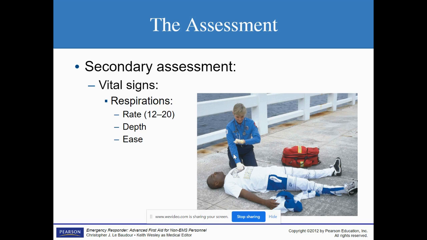After determining the rate, you'll want to observe the depth of each breath. A person with an adequate depth of breathing is said to have a good tidal volume, or GTV. You also assess the ease of breathing and make a determination whether it's difficult or easy for that person to breathe.